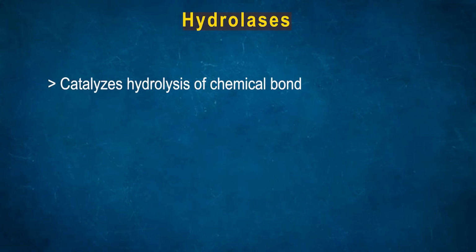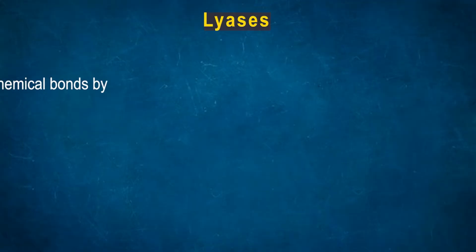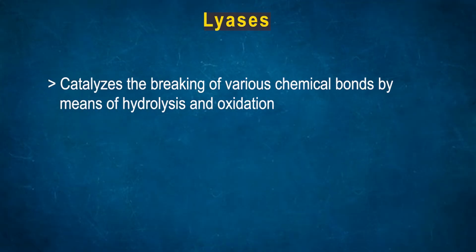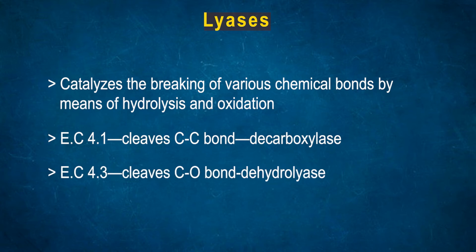Number 3, hydrolase. It catalyzes the hydrolysis of chemical bonds. Hydrolytic cleavage of C-O or C-N bonds happens. EC 3.1 is responsible for esterase. EC 3.2 is responsible to hydrolyze sugars, glycosylases. Number 4, lyase. It catalyzes the breaking of various chemical bonds by means other than hydrolysis and oxidation. EC 4.1 cleaves C-C bonds, decarboxylase. EC 4.3 cleaves C-O bonds, as in dehydratase.